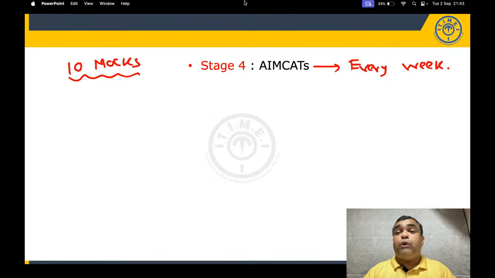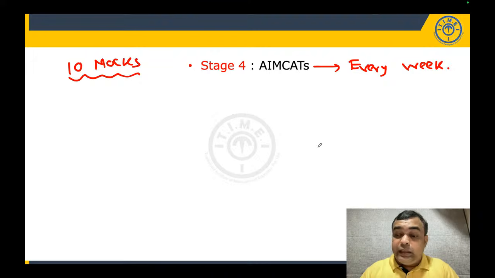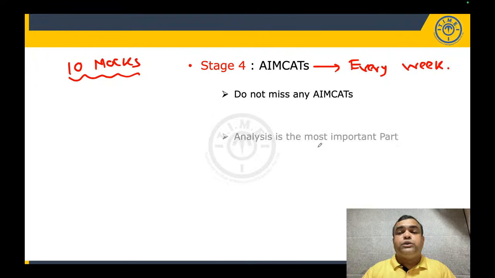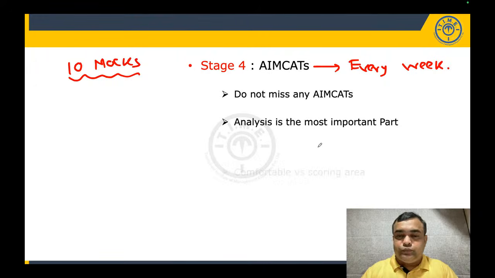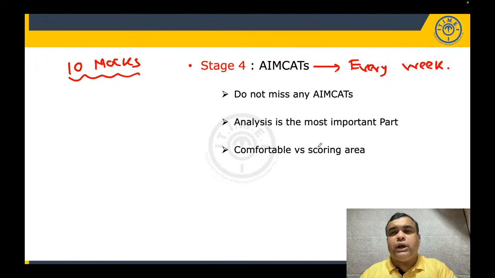One part is taking the mock. Second part is what? Analyzing that mock. That analysis is very, very important. Okay. So my suggestion is what? जब आप एनालाइज कर रहे हो ना, हम लोग हमेशा क्या देखते हैं? We already see only one parameter, which I got right and wrong. That's it. और कुछ देखते नहीं हम.